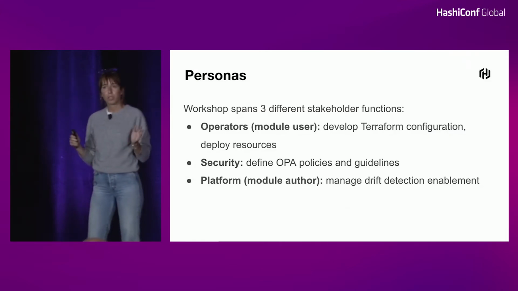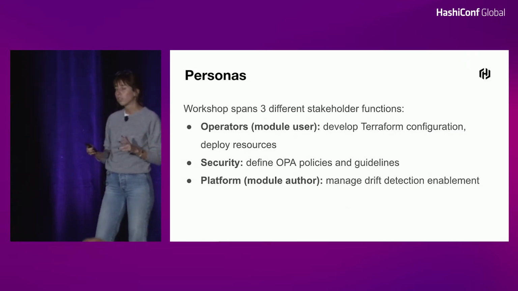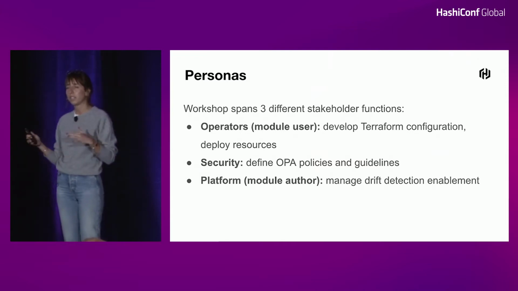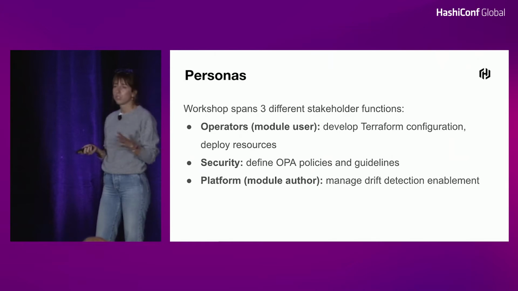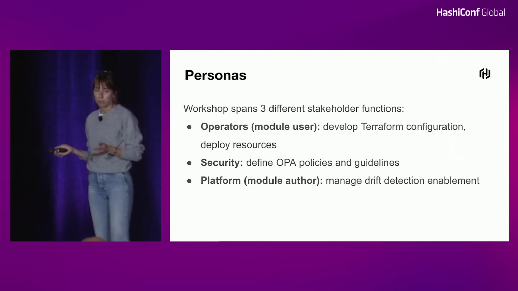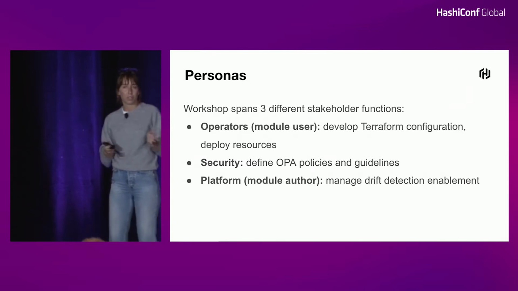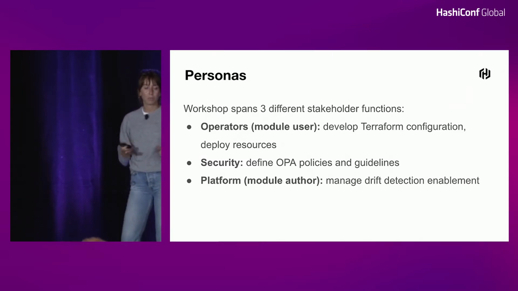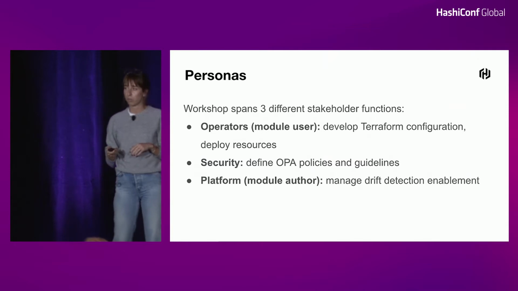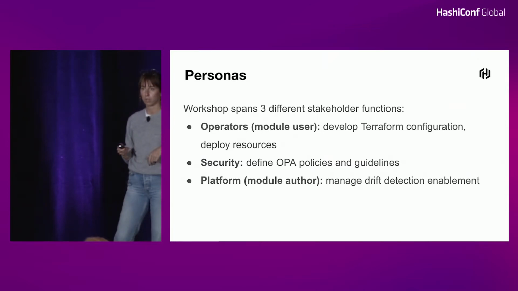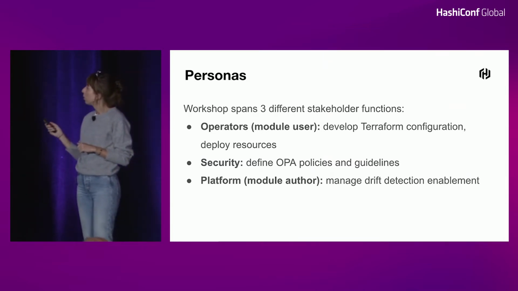Today I'm going to be walking you through how all of these interact, but it's important to note that I'm taking on 3 different personas. First we have the operators. These are the users that are running Terraform apply, the module users. We also have the security team. Those are going to be the people who are defining your OPA policies and guidelines. And then the platform team, that's a different persona. Those are likely the module authors and the ones enforcing drift detection within your organization and workspaces.